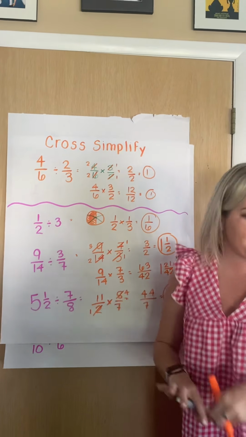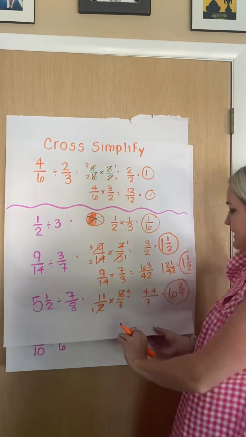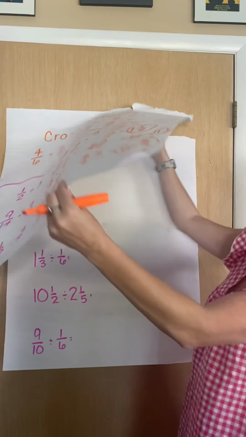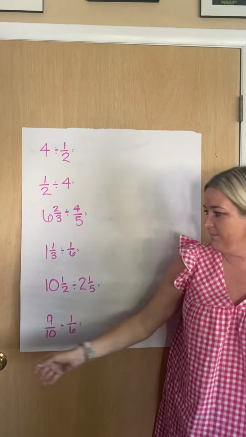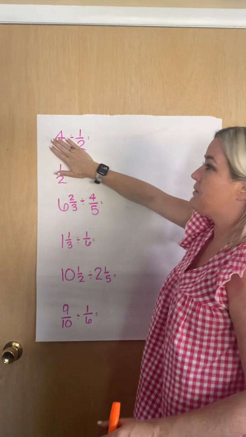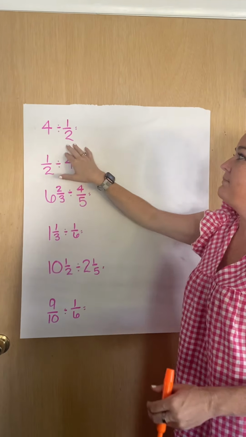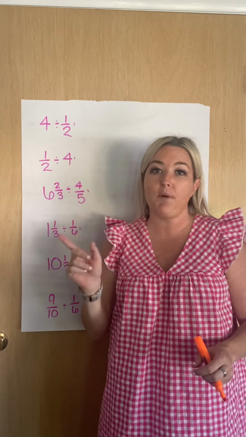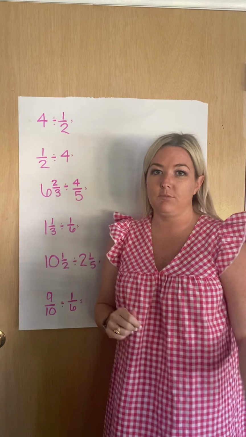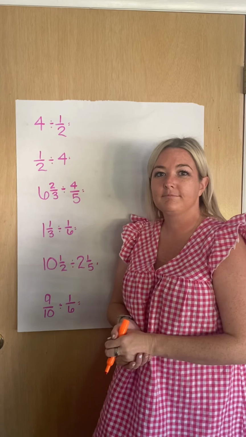Okay, so at this point, I am going to have you try some on your own while working with me. The first one that I want you to do is 4 divided by 1/2. I want everyone to press pause and do it now, and then we'll come back and go over it.